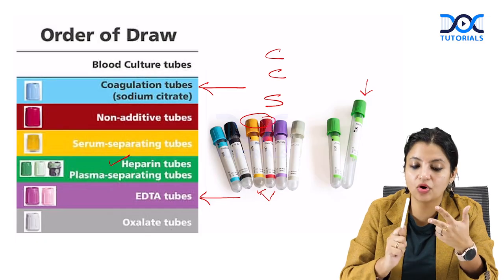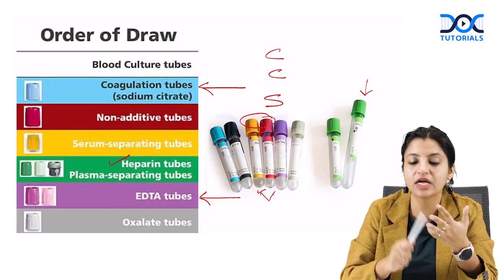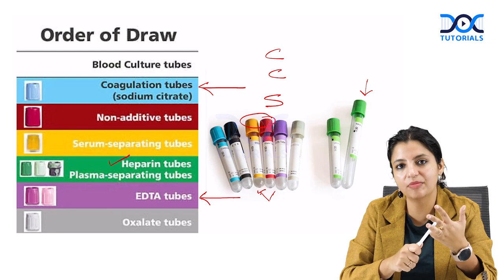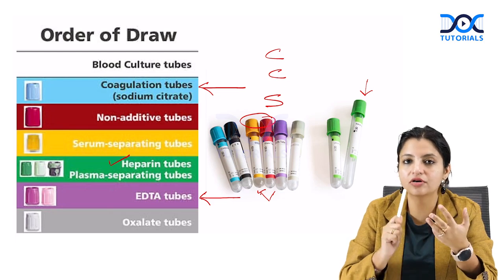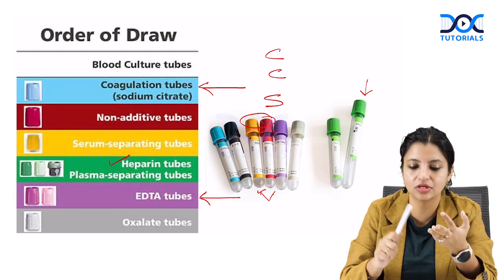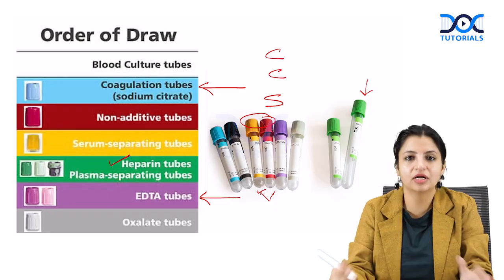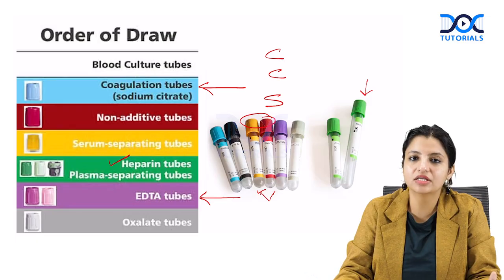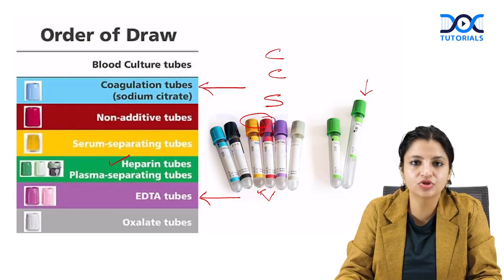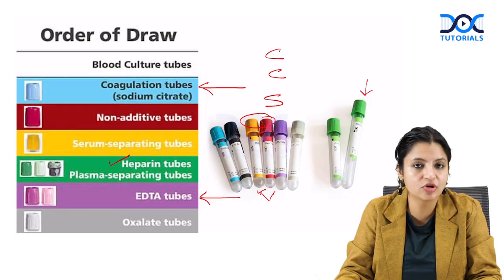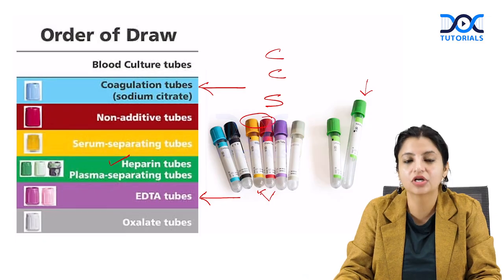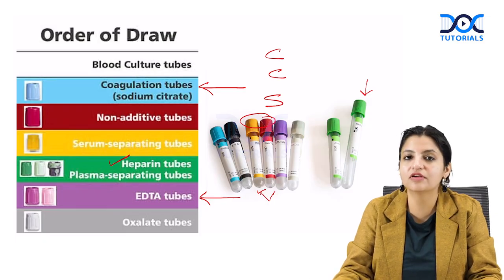Apart from that, all your FISH and your cytogenetics have to be done in heparin. All your fluorescent in situ hybridization, or if you have to do karyotyping or cytogenetics, that can be done on heparin tubes. So that is the utility of heparin tubes, which you all have to remember. Apart from the osmotic fragility test, all your FISH, cytogenetics, even flow cytometry can be done on heparin tube.